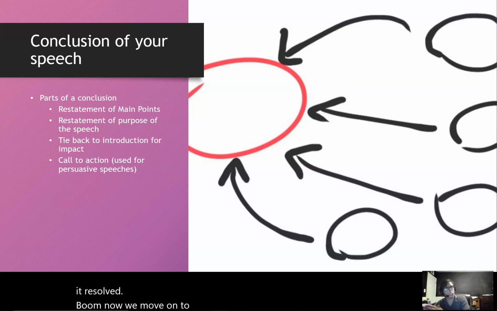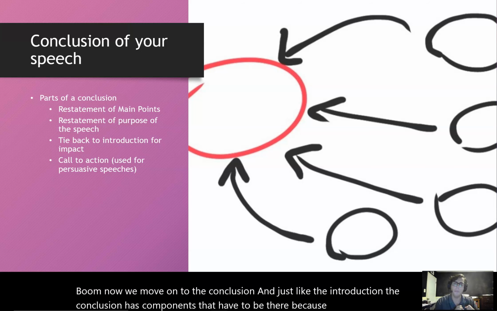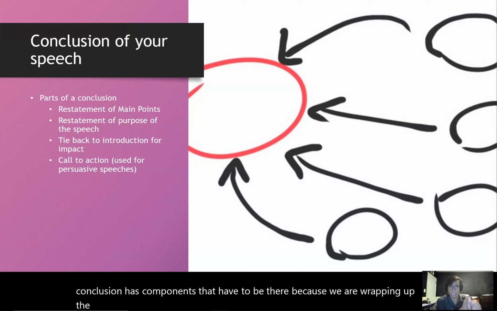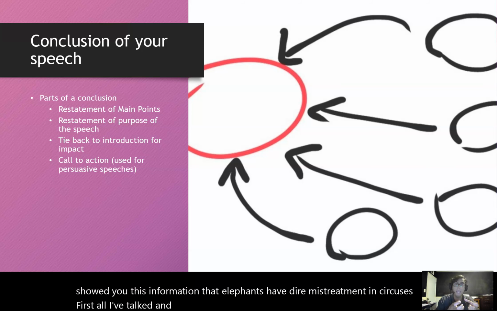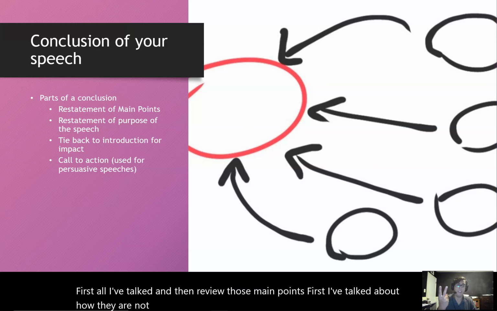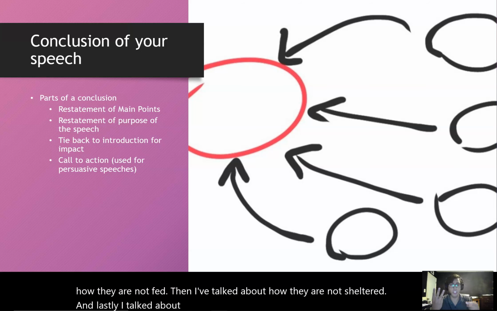And just like the introduction, the conclusion has components that have to be there because we are wrapping up the points. So we first restate the topic or the purpose of your speech. I've just shown you this information that elephants have dire mistreatment in circuses. Then review those main points. First, I've talked about how they are not fed. Then I've talked about how they are not sheltered. And lastly, I talked about how human intervention is so costly on the elephant's mental health.